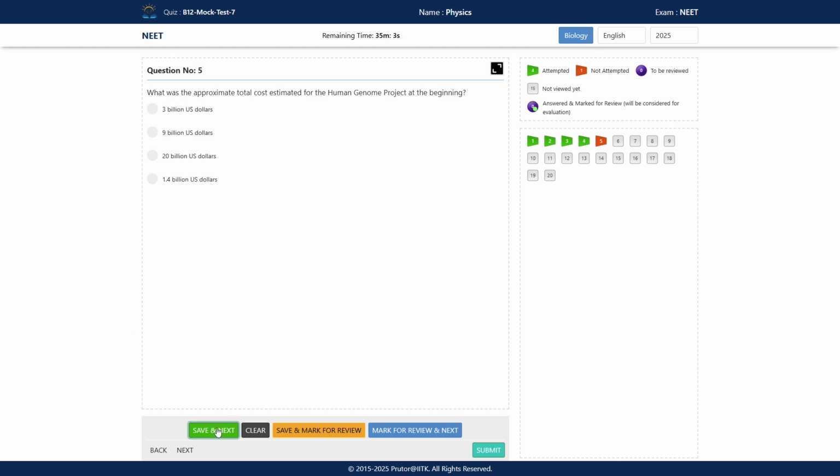Next one: what was the approximate total cost estimated for the Human Genome Project at the beginning? Here the options are 3 billion US dollars, 9 billion US dollars, 20 billion US dollars, or 1.4 billion US dollars. What is the correct answer?